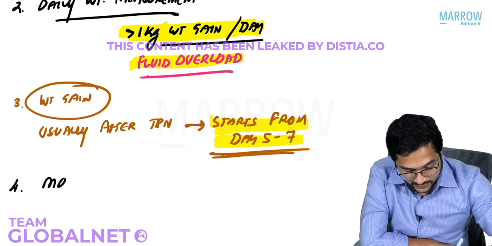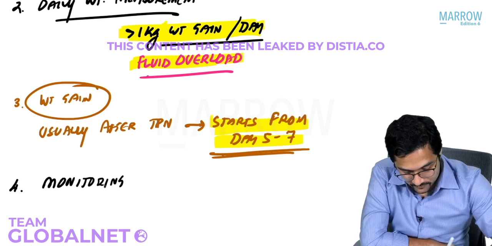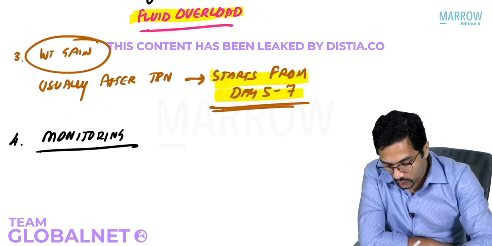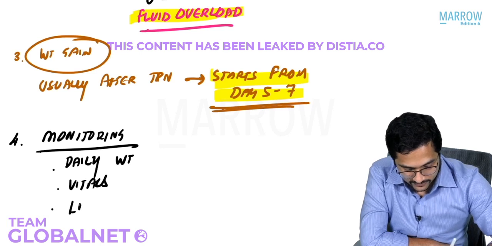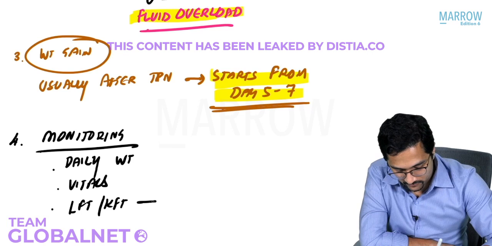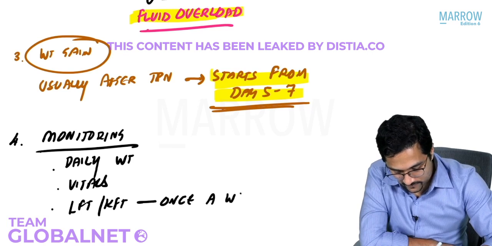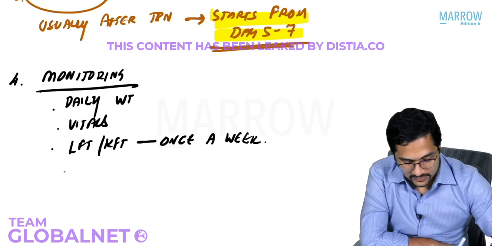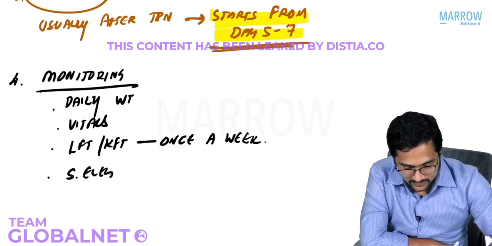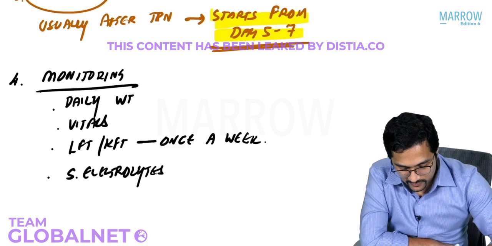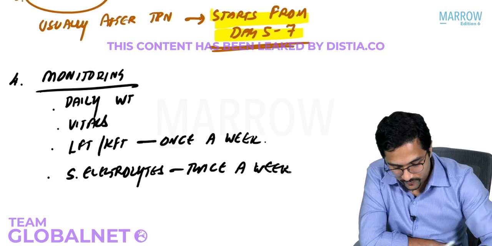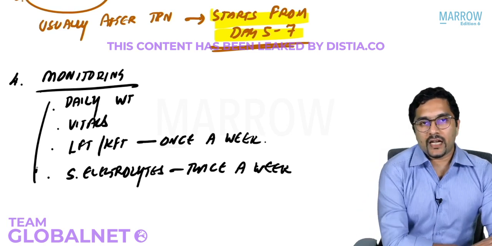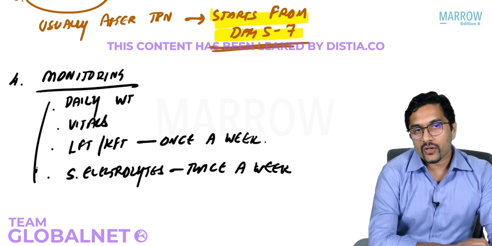And finally, monitoring of a patient who's on TPN. We monitor daily weight, we monitor the vitals. LFT and KFT are once a week, and serum electrolytes are twice a week, right? So this is the monitoring which is done in a patient who's receiving total parenteral nutrition.